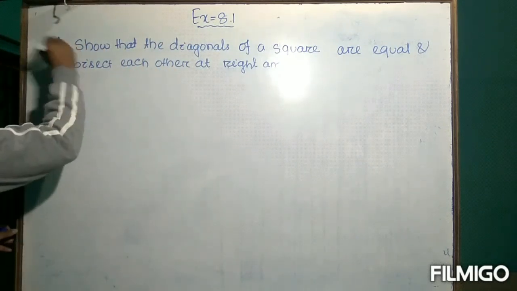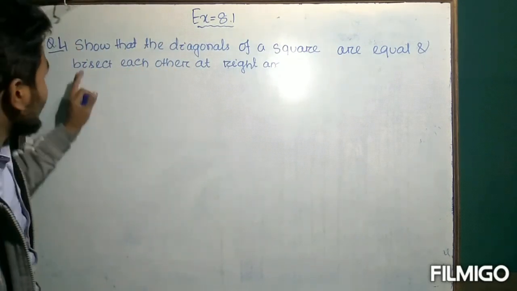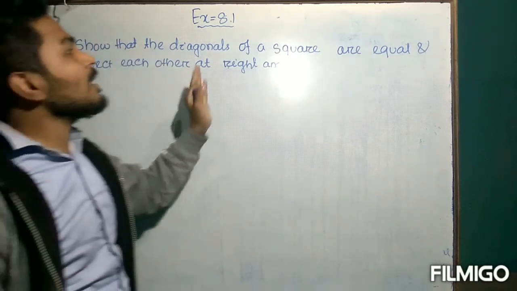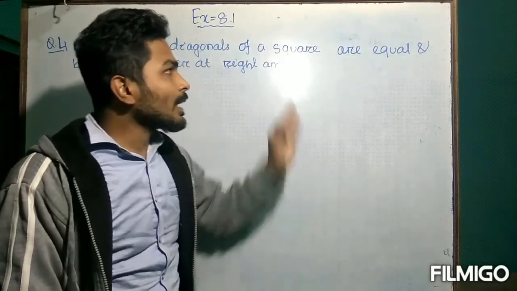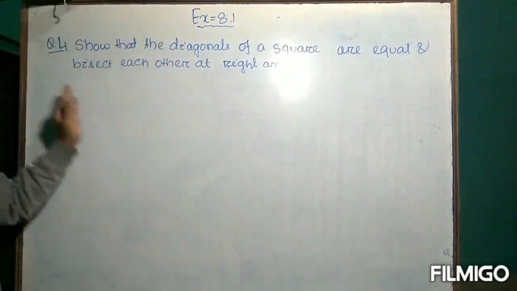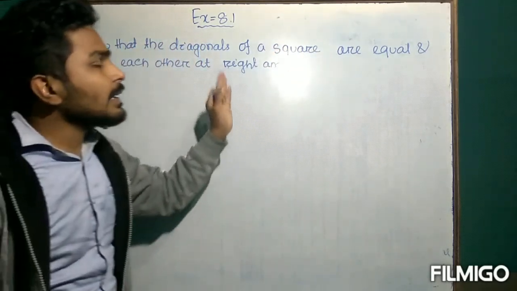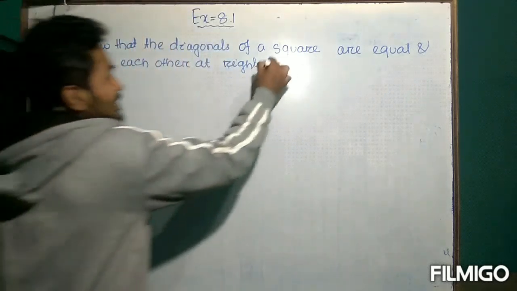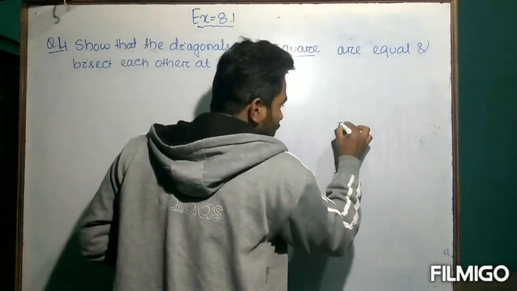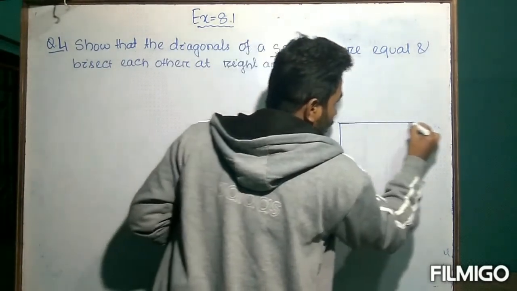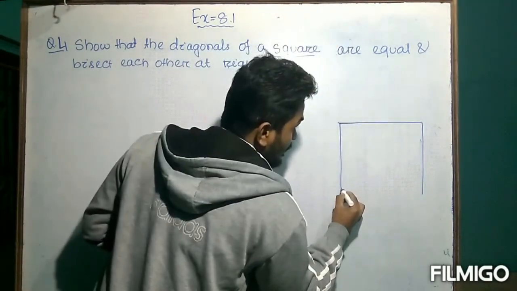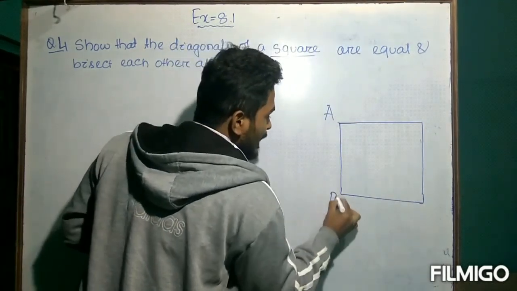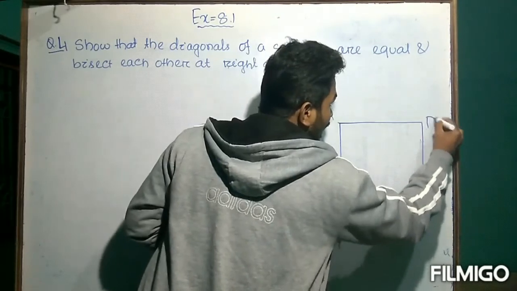This is question number 4. In this question, you have to prove that the diagonals of a square are equal and bisect each other at right angle. Okay, so we have to prove this in case of a square. Let's draw a square first. Suppose this is a square ABCD.